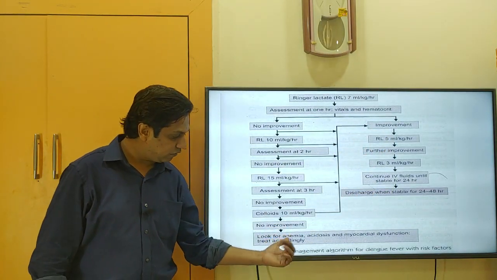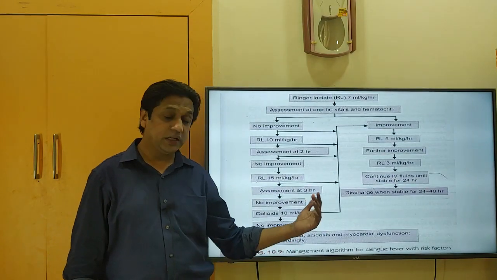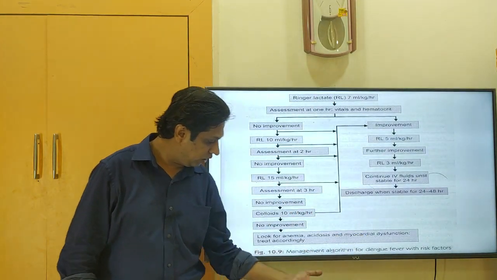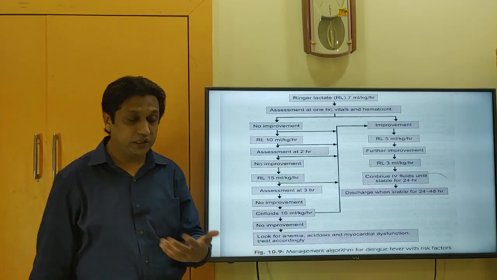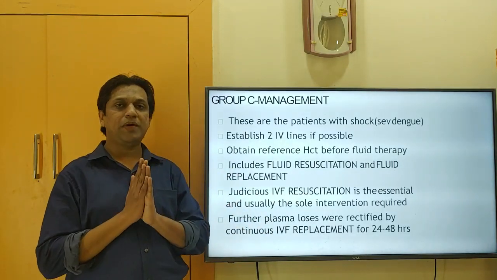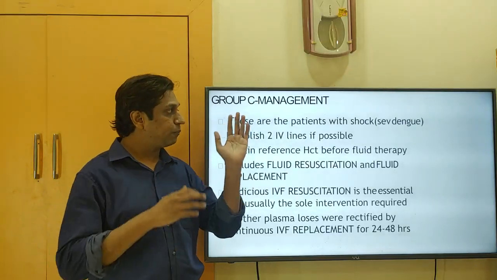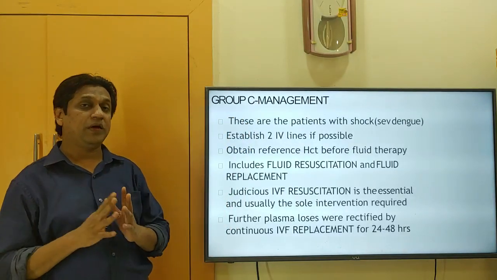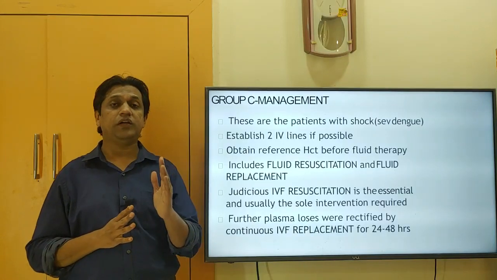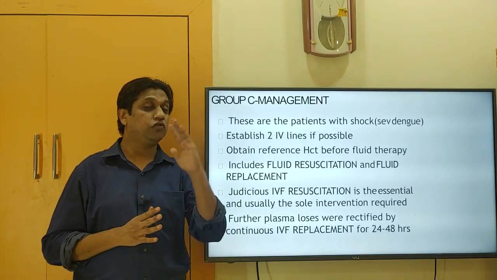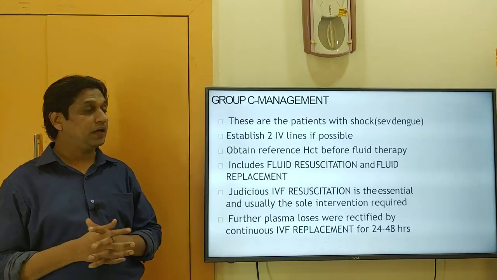But even after colloid, if there is no improvement, then we have to look for any complications like anemia or acidosis. Then we have to think accordingly. So this is the group B management, basically the IV fluids and antipyretics. Then group C management, that is the emergency patients where they have developed the complication of dengue hemorrhagic fever and dengue shock syndrome because of the plasma leakage.